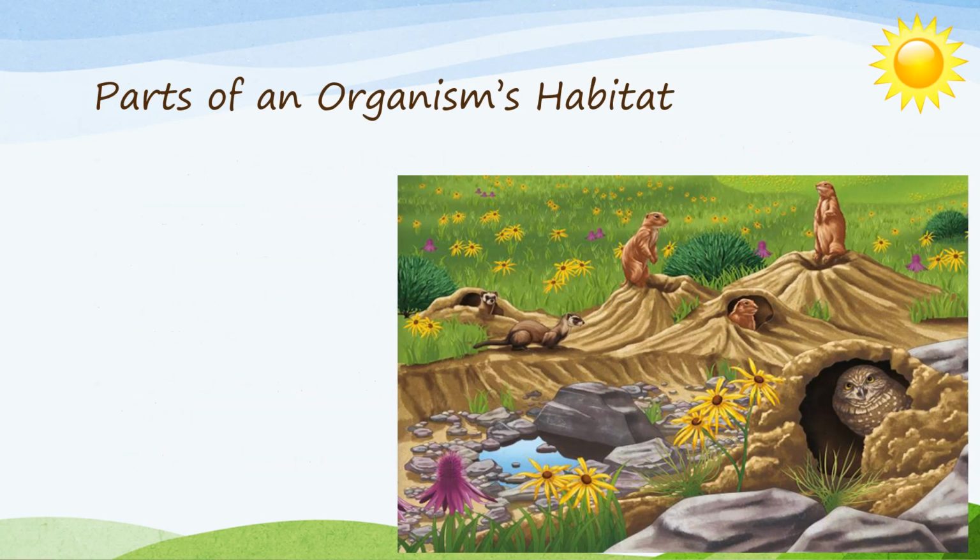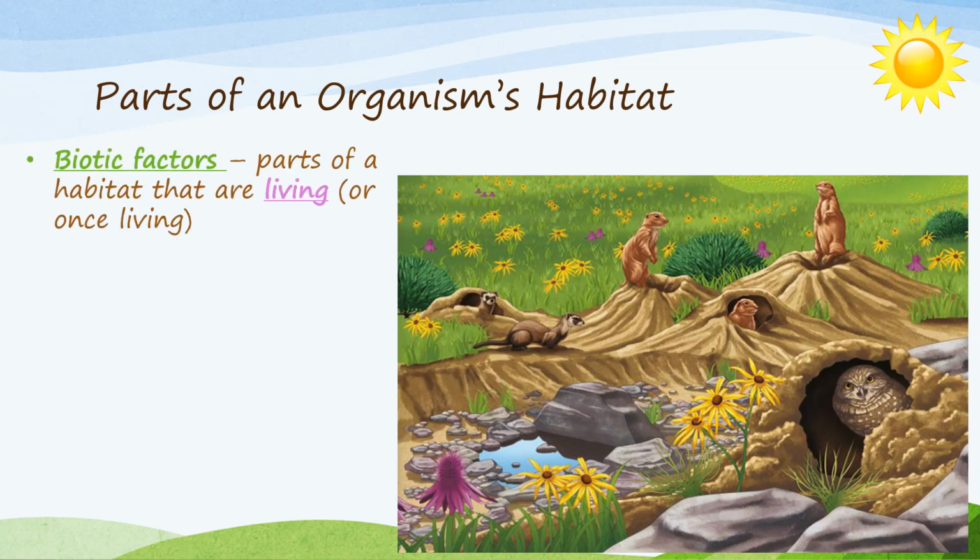To meet its needs, a prairie dog must interact with more than just the other prairie dogs around it. An organism interacts with both the living and non-living parts of its habitat. What living things can you see in the prairie dog's habitat shown in this picture? The parts of a habitat that are living, or once living, and interact with an organism are called biotic factors. Remember from the previous slide that bio means life. So when you see the word biotic factors, think of living things.